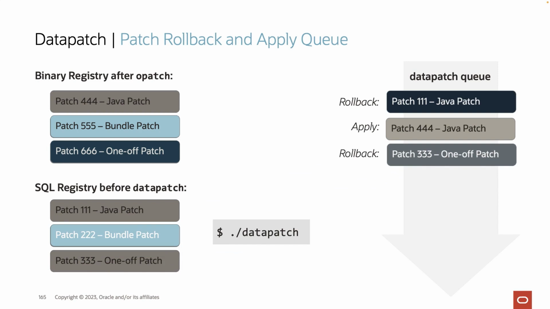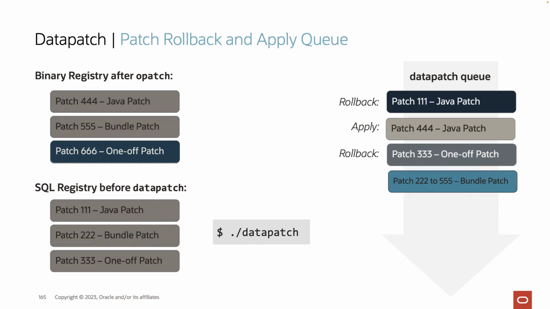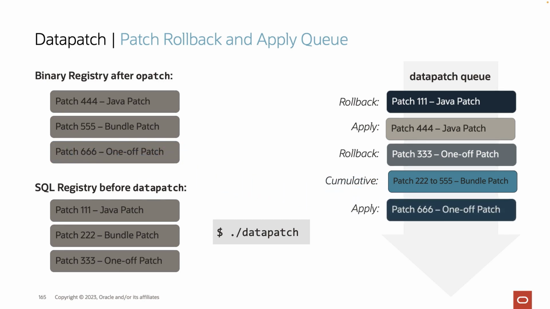Now we are going to resolve the bundle difference. So we are going to go from bundle 2 to bundle 5. Bundle 2 was what we had in the dictionary, and bundle 5 is what we have in the binaries. Here, we don't roll back one and apply the other. So for example, when you move from 19.17 to 19.19 RU, we don't roll back 19.17 to then apply 19.19. We only apply the delta scripts. So that's what I mean by resolving the bundle delta, okay? And finally, we apply the extra one-off. In this case, it is patch 6. So that's how the patch queue is built.